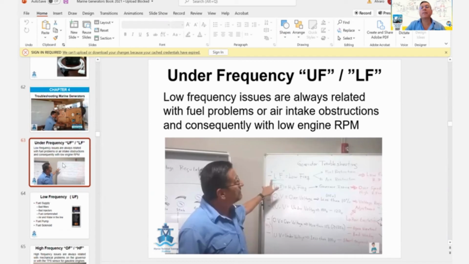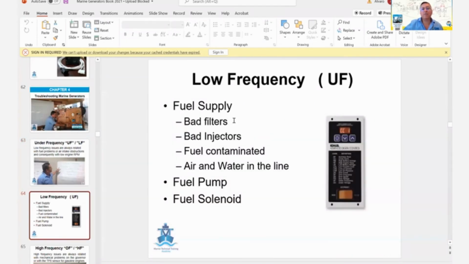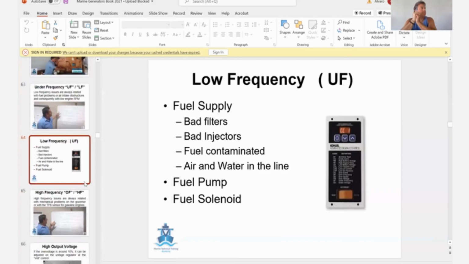Hi, guys. When you have problems related to low frequency or under frequency, what is the problem? That problem is related to what? RPMs. Fuel contaminated or air filter clogged. And this is a typical indication that you have low RPMs, and immediately the computer of the generator sends low RPMs and produces the code low frequency or UF, under frequency. This is basically because you have bad filters, bad injectors, fuel contaminated, air in the water, bad fuel pump, or fuel solenoid. This is the situation. For that reason, you have low frequency.